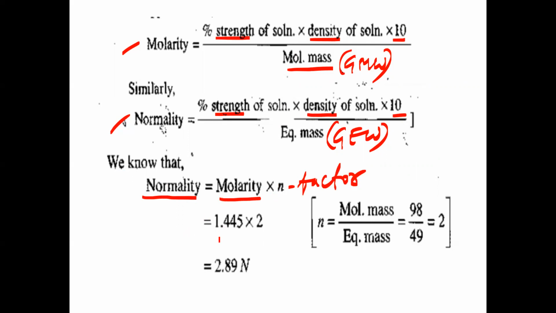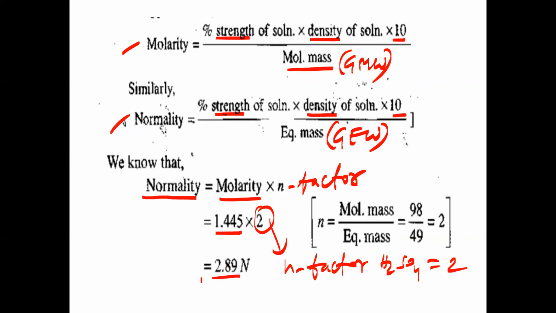Now molarity we already calculated, 1.445. 1.445 molar into n factor of H2SO4. What is the n factor of H2SO4? It is 2. Why? One molecule can produce how many H plus ions? 2 H plus ions. That's why the n factor of this acid is 2. So 2 into molarity will be equal to normality. Like this we can get it.